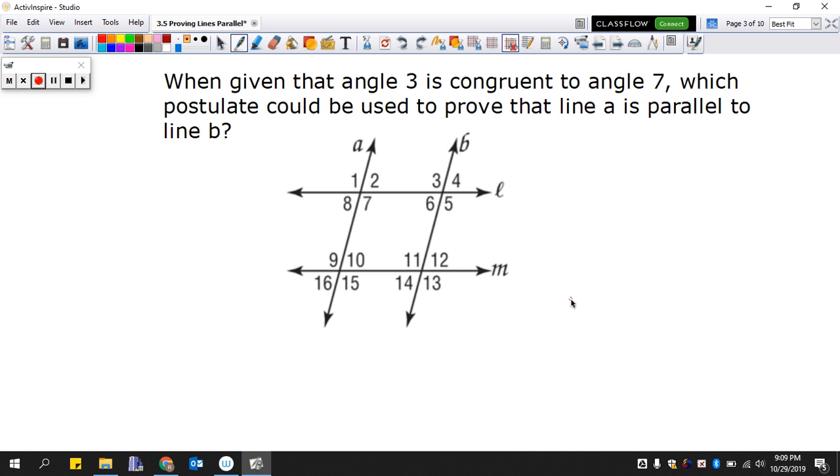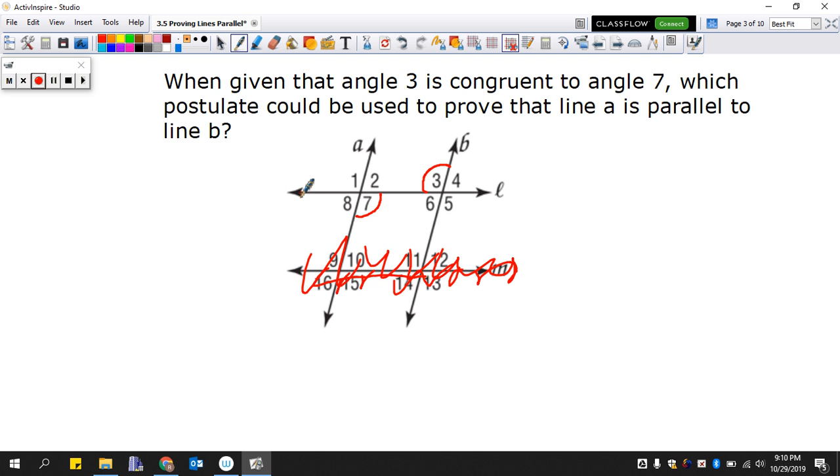All right, so we're going to do several examples. It says, when given that angle 3 is congruent to angle 7, which postulate can be used to prove that line A is parallel to B? So 3 is right here, 7 is right here. We're talking about lines A and B as the parallel ones. We're not worried about this down here for this particular problem. So A and B are what we're trying to prove are parallel.